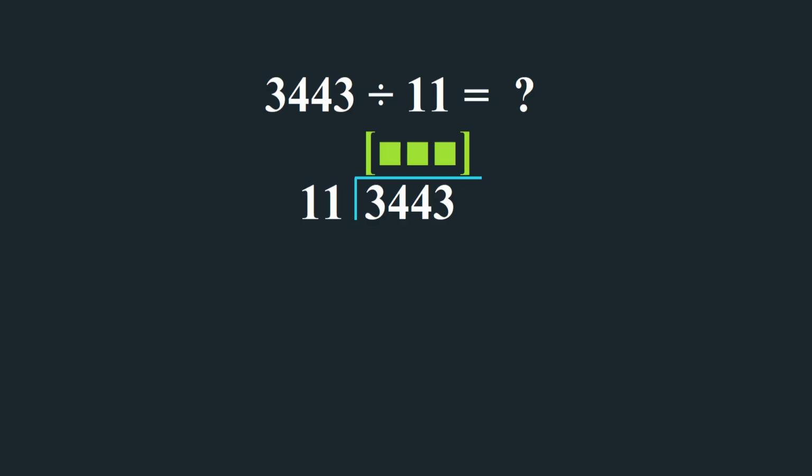Let's look at the first digit of our number inside the house. Is this 3 big enough for 11 to fit inside? But in our case, we found that 11 is larger than 3. So we must take the next digit too. How many 11 are in 34? The answer is 3. Now multiply 3 by 11, which gives us 33. Draw line and subtract 34 minus 33, which leaves us with 1.